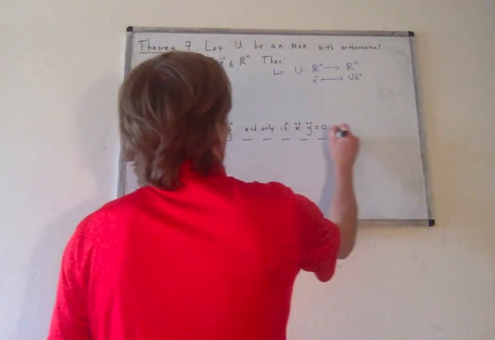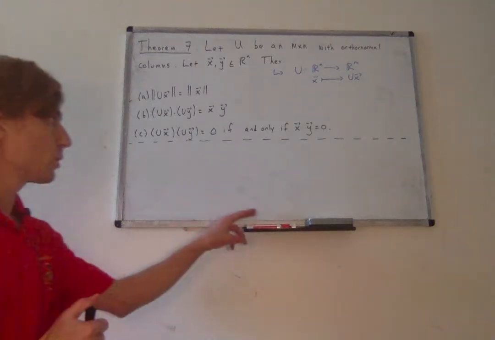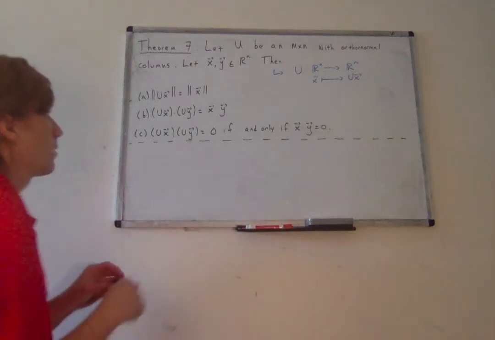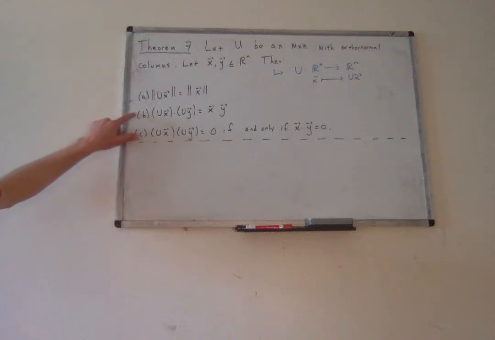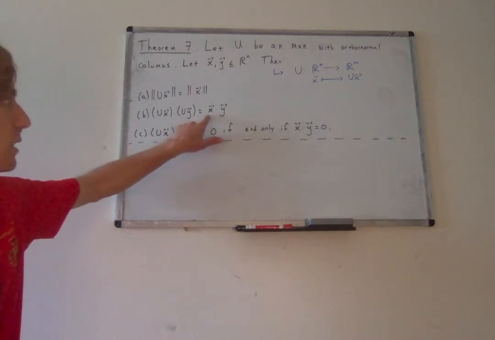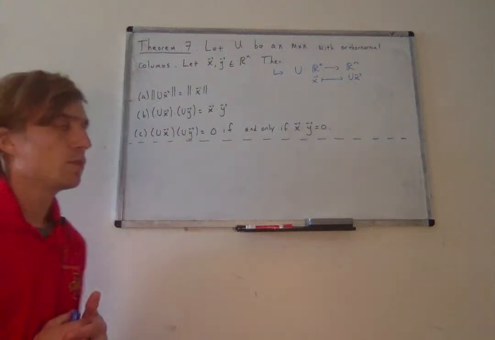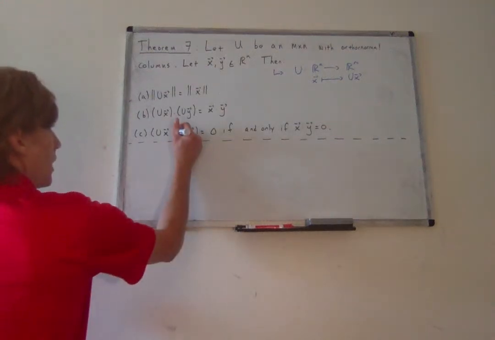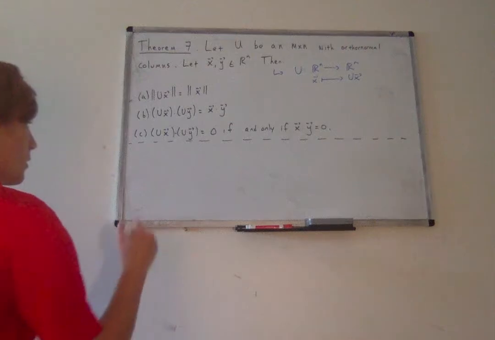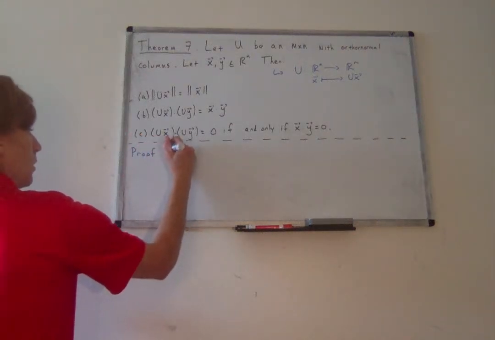I believe you can actually use part B here to get both parts C and A, right? And so you can see part C actually just immediately follows from part B, right? So notice here x dot y, if these were equal to 0, then of course Ux dot Uy is also equal to 0. So we actually only need to prove part B.